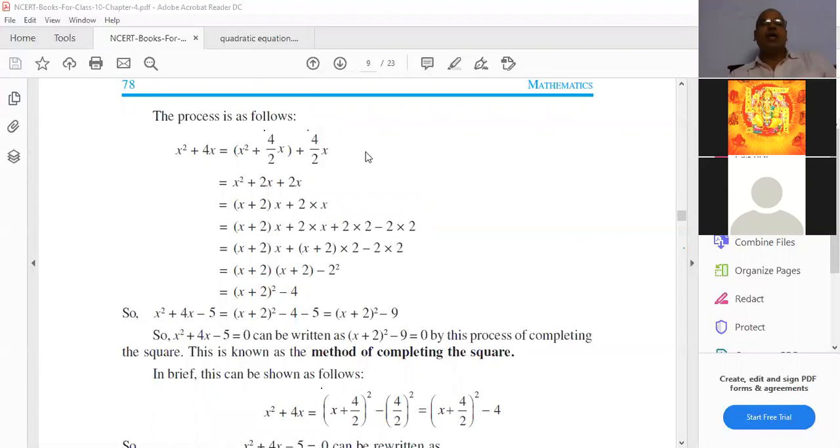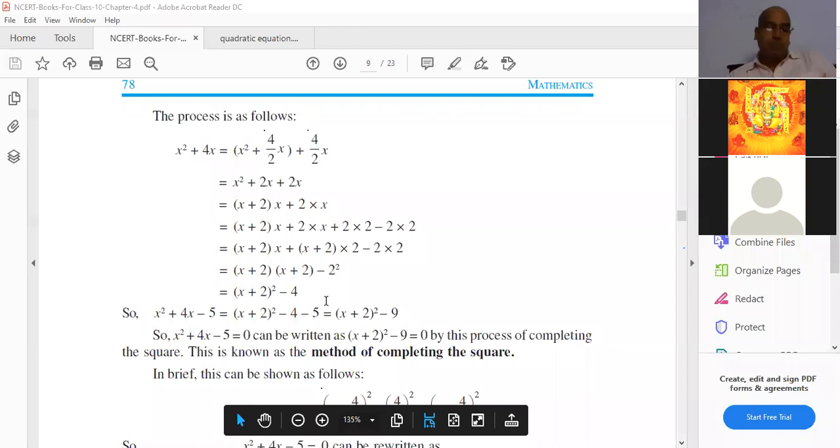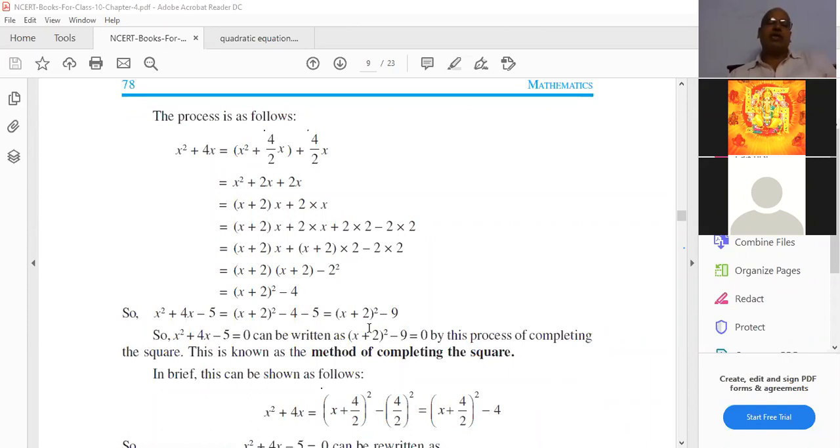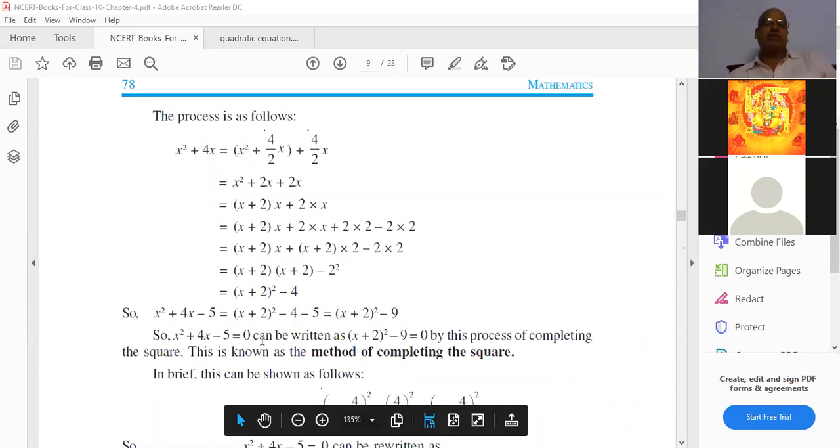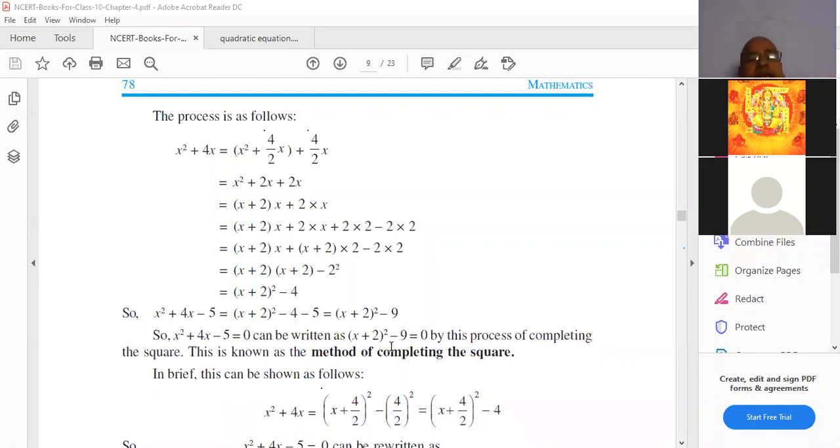So to get (a plus b) whole square, meaning a square plus 2ab plus b square, I want 2 square, so I have to add 2 square. So that 2 square I have to subtract also. That's why this is in the form x plus 2 whole square minus 4. Already minus 5 is there. Then it comes to x plus 2 whole square minus 9. x square plus 4x minus 5 equal to 0 can be written as x plus 2 whole square minus 9 equal to 0. By this process of completing square, this is known as the method of completing square.